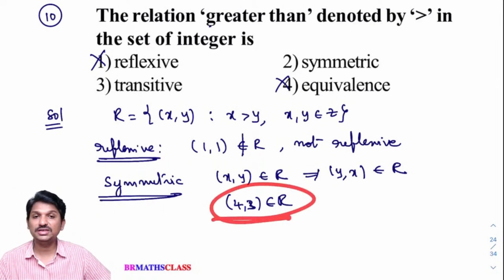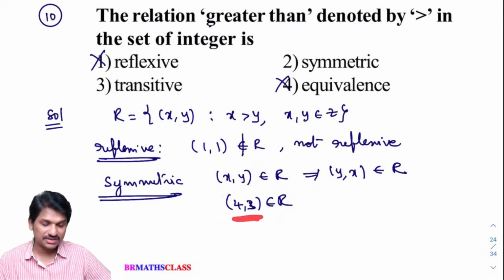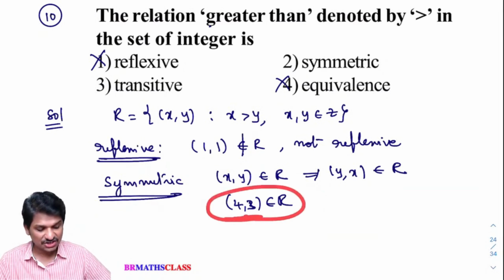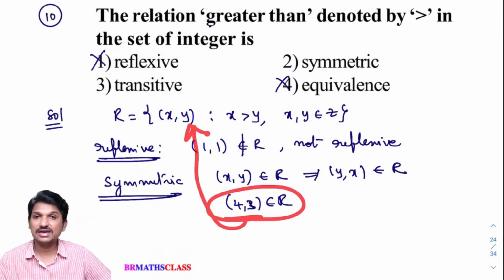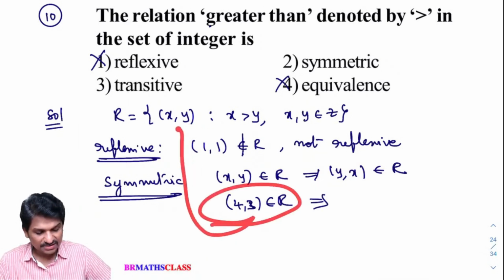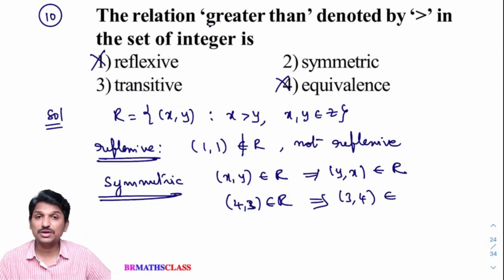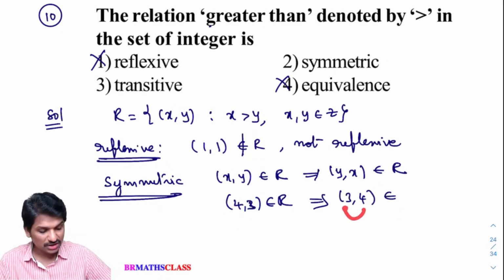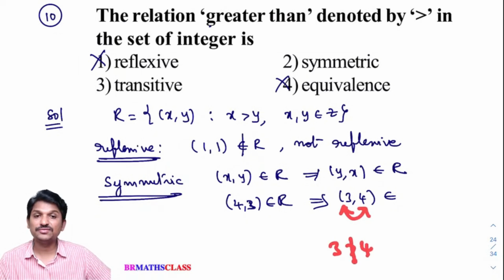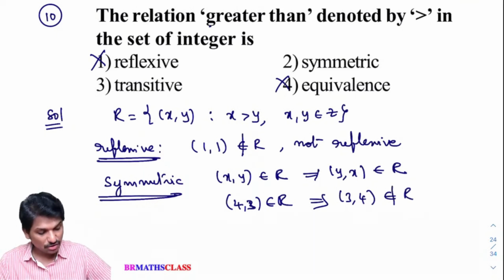Very good. Now the point is, is 4 greater than 3? Yes, 4 is greater than 3. This ordered pair is present in this relation. Now my question is, does 3 comma 4 belong to the relation? To say it is symmetric, it must belong to the relation. But both are integers, and 3 is not greater than 4. Because of this reason, I can say that this relation is not symmetric.